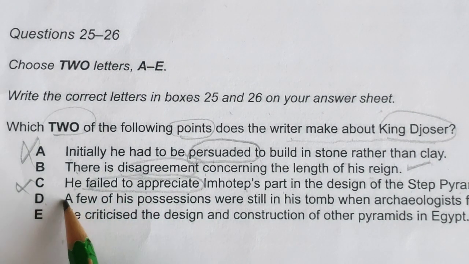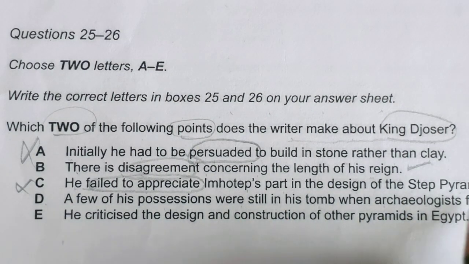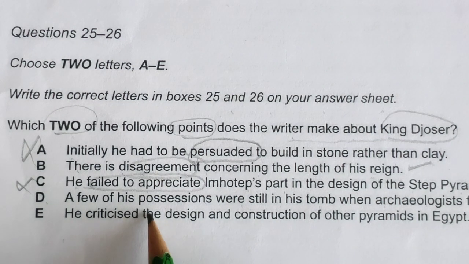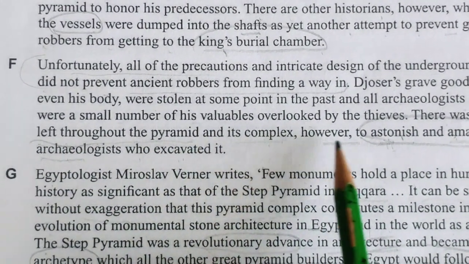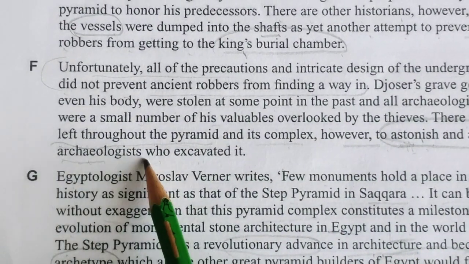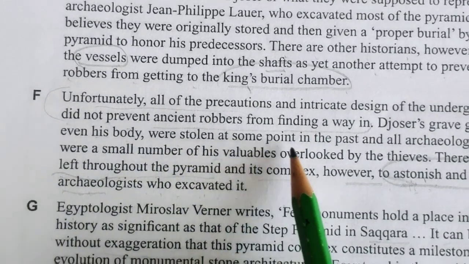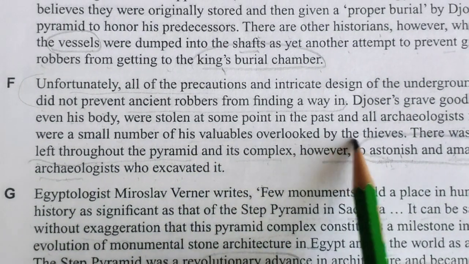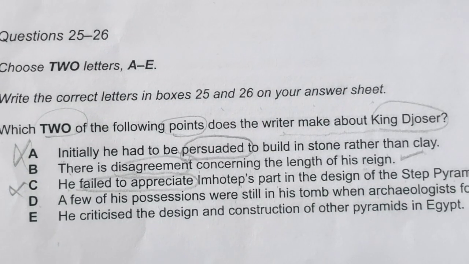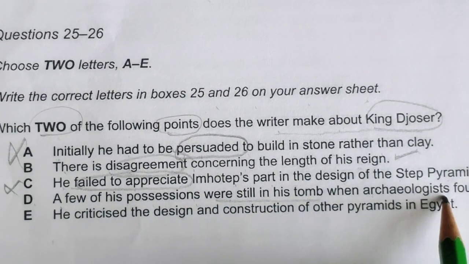Option D: a few of his possessions were still in his tomb when archaeologists found it. Yes, when they were talking about some robberies in the paragraph, I will show you. So here they are talking. There was enough left throughout the pyramid and its complex, however, to astonish and amaze the archaeologists who excavated. Grave goods and even his body were stolen. All archaeologists found there was a small number of valuables overlooked by the thieves. So everything was left over. So a few of his possessions were still in his tomb when archaeologists found it.